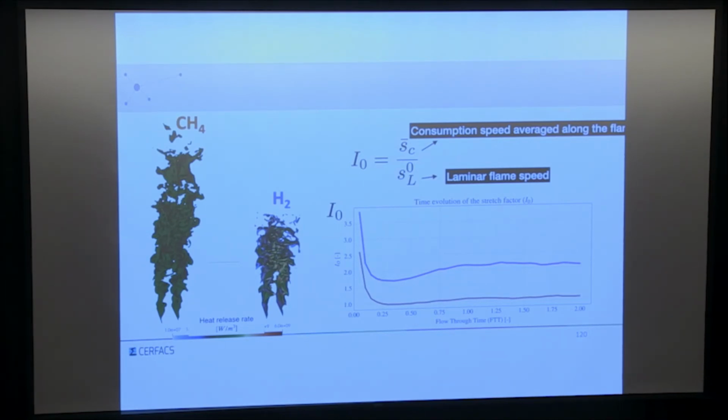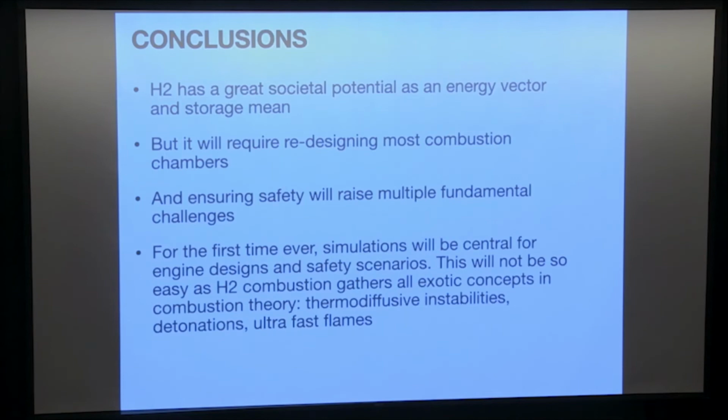Remember when we discussed that yesterday, I said most flames have an I0 of 1. That was true for classical fuels. For hydrogen, obviously, there is something happening that we don't understand. Actually, people are fighting about the exact explanation. Is this due to strain or to curvature? It's quite a question at the moment.